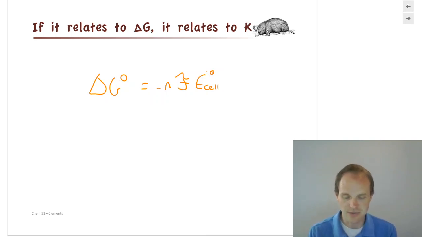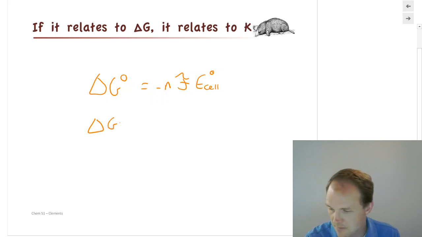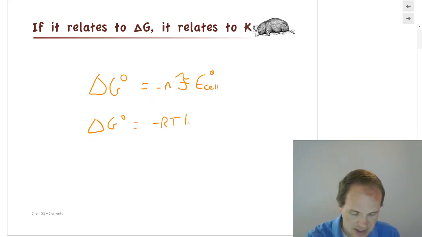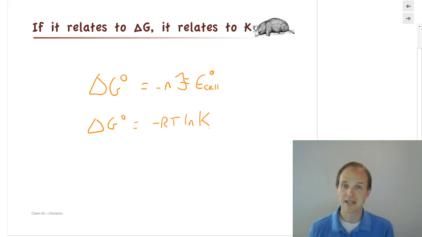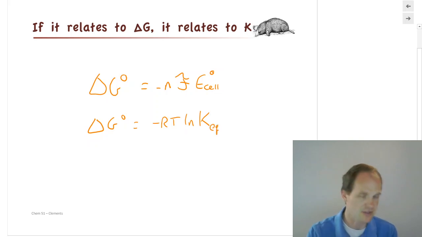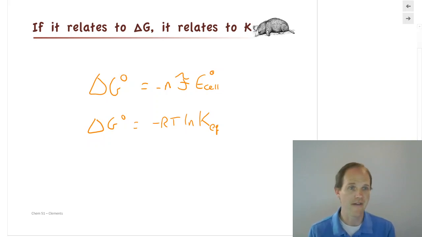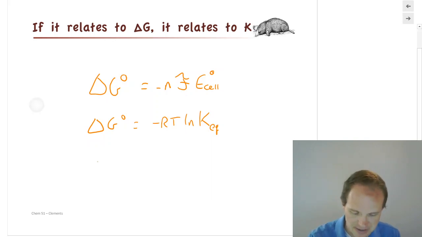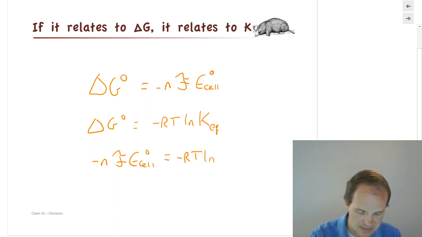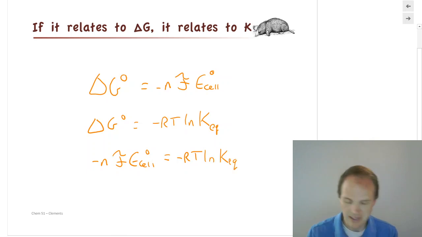But we also know this relationship that delta G is equal to minus RT times the natural log of K, right? And I'm going to put K_EQ here just so we're very specific about what we're talking about. So we have these two different relationships for delta G. And just like in math, if A is equal to B and B equals C, then A equals C. And we can set those equal to each other: minus NF E cell is equal to minus RT times the natural log of K_EQ.